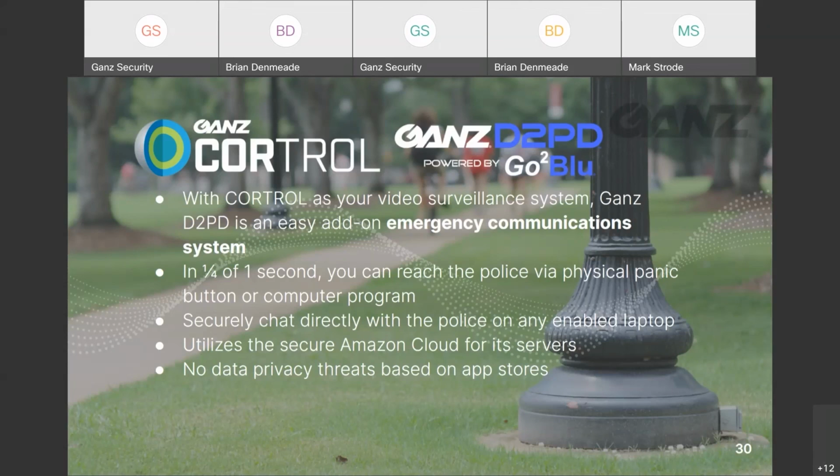So you know that a lot of what we were just talking about in terms of the multiple layers of security are already applied there. There's no data privacy threats based on the app stores, again, because we have those same layers of security that are applied.